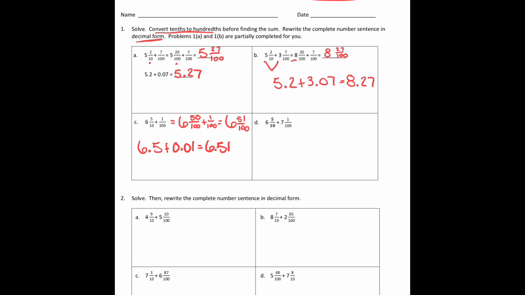Okay, on part D, we're going to do the same thing again. So 6 and 5 tenths would be 6 and 50 hundredths plus 7 and 1 hundredth. Now when we add these whole numbers, we're going to get 13. So I'm going to get 13 wholes and 51 hundredths. So in decimal form, this would be 6.5 plus 7.01 to give you 13.51.